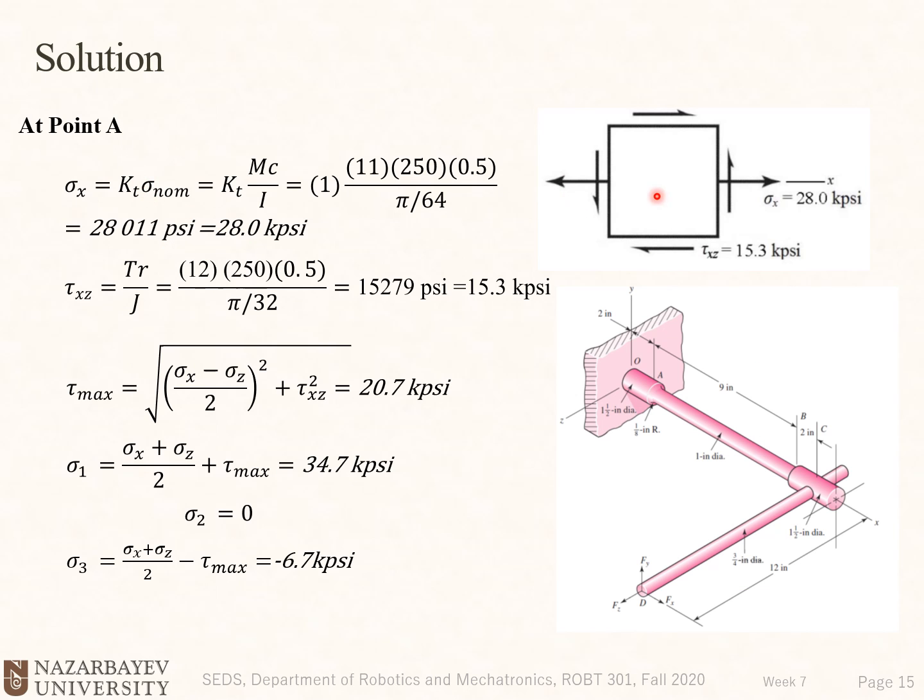Okay, so at the point A, we have this stress element. It's our task to find the sigma x and tau xz. The sigma x is kt multiplied by sigma nominal, and sigma nominal is mc divided by I. Kt is equal to 1 because we have a ductile material.